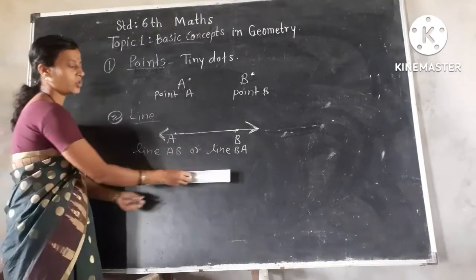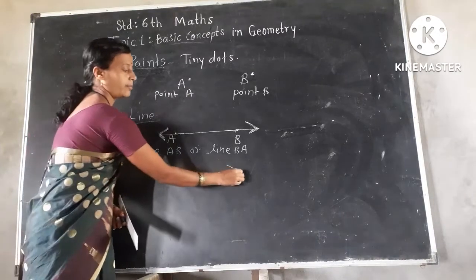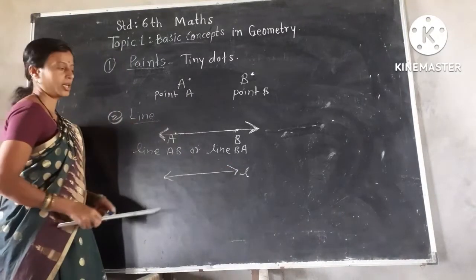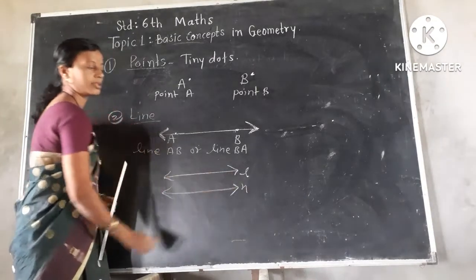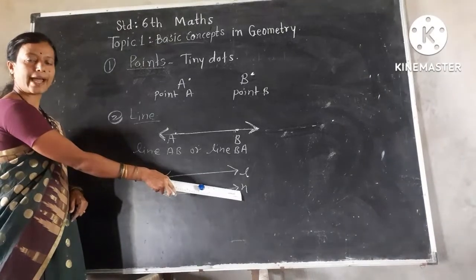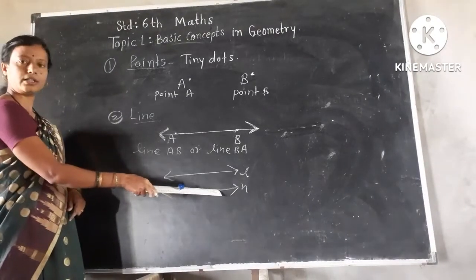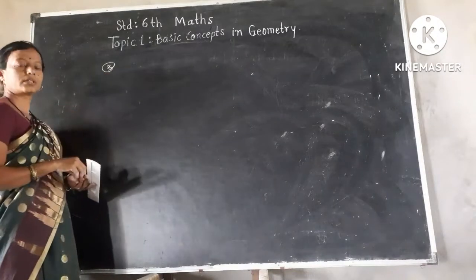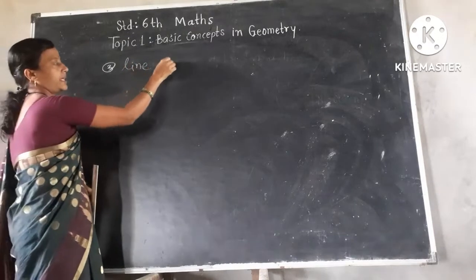But sometimes we use a small letter to name the line, like line n. In this way, we can use small letters outside the arrowhead to name a line. Line l, line n.